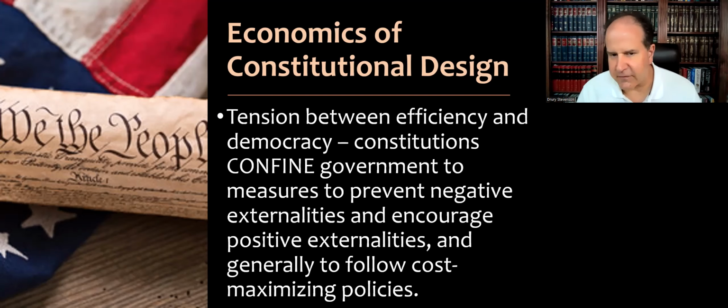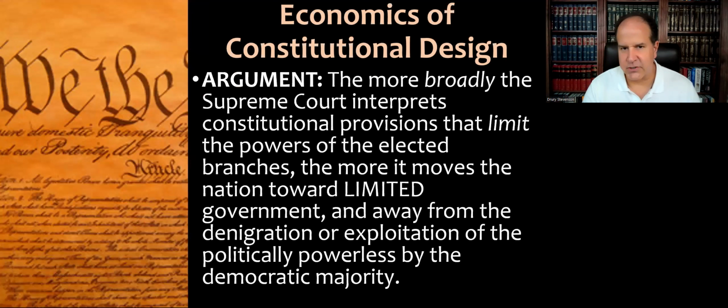So constitutions confine governments to measures that basically prevent negative externalities and encourage positive externalities. In other words, the Constitution limits the government and what it can do, and leaves a narrow range of beneficial laws that often involve dealing with negative externalities and fostering positive externalities, or cost maximizing policies, right? If the government wants to do something, it's going to be difficult and expensive if you have a constitution.